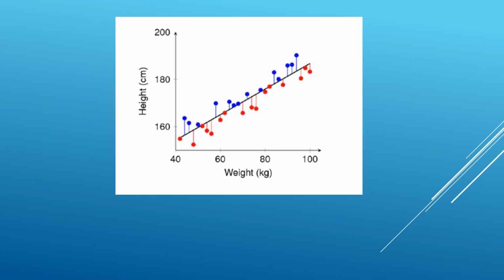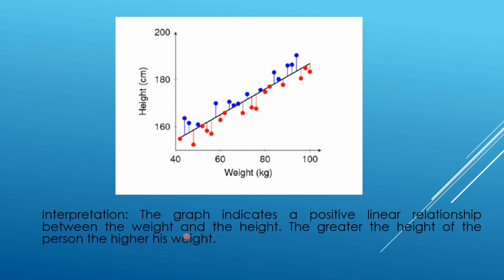Finally, one must remember that the scatter diagram or the graph must be accompanied by an appropriate interpretation. For the following example, the interpretation reads, the graph indicates a positive linear relationship between the weight and the height. The greater the height of the person, the higher his weight.